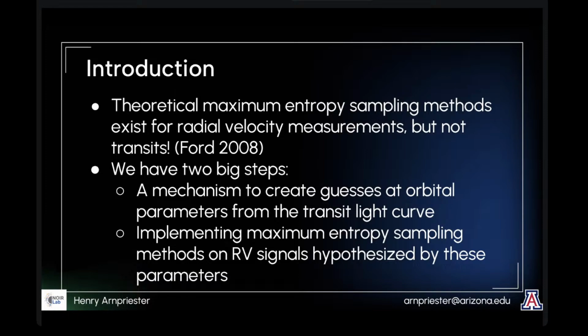So that means if we want to work with test data, we have two big steps. A mechanism to create a guess at the orbital parameters from the transit light curve, and then taking those parameters, creating hypothetical RV signals, and then implementing maximum entropy sampling methods as hypothesized by the 2008 Ford paper, and seeing if we can converge to a fit of orbital parameters faster than other scheduling algorithms.